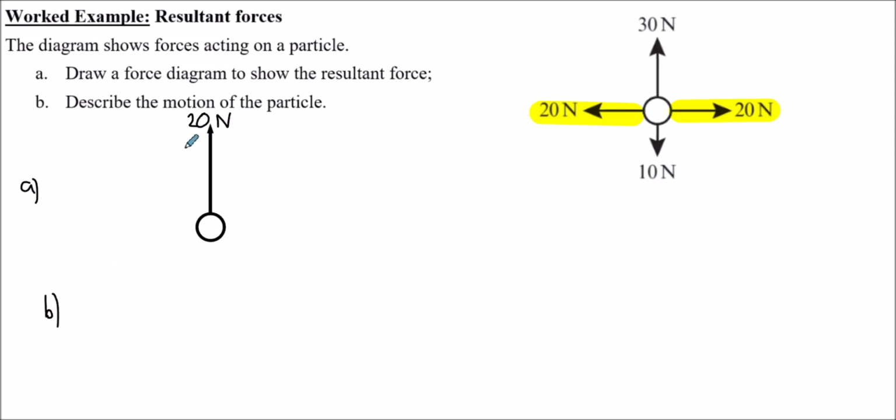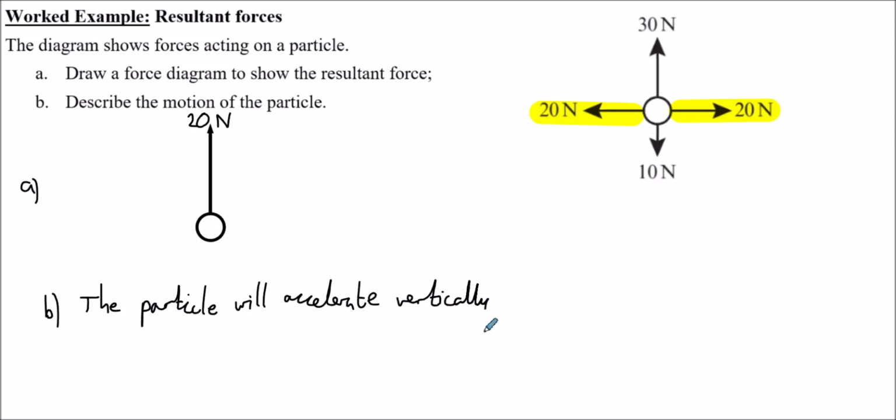For part B, describe the motion of the particle. Because the resultant force is acting vertically upwards, the particle will accelerate vertically. We don't know its weight, so we can't say how the acceleration is in terms of magnitude, but the particle will accelerate vertically upwards, because the resultant force is vertically upwards. And that's all we need to do really for this question.